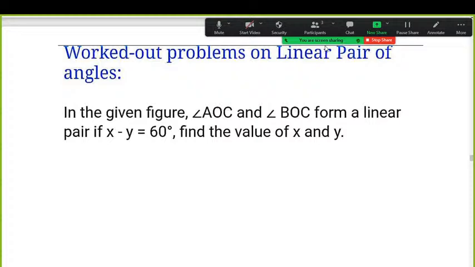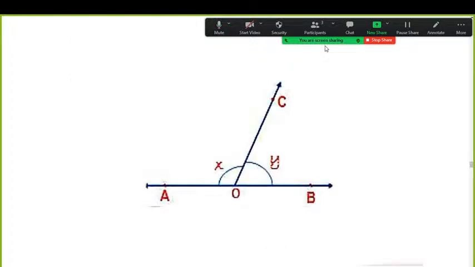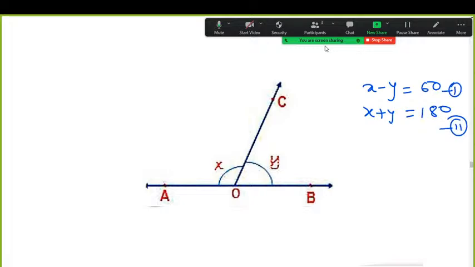AOC, BOC form a linear pair. And x minus y is given to be 60. Okay, here the question is here. You are given with x minus y being 60 and they are forming linear pair. That means x plus y should also be 180. Yes. Now what you can do, you can just add both. Can you add both and tell me what is the result? How will you add both?